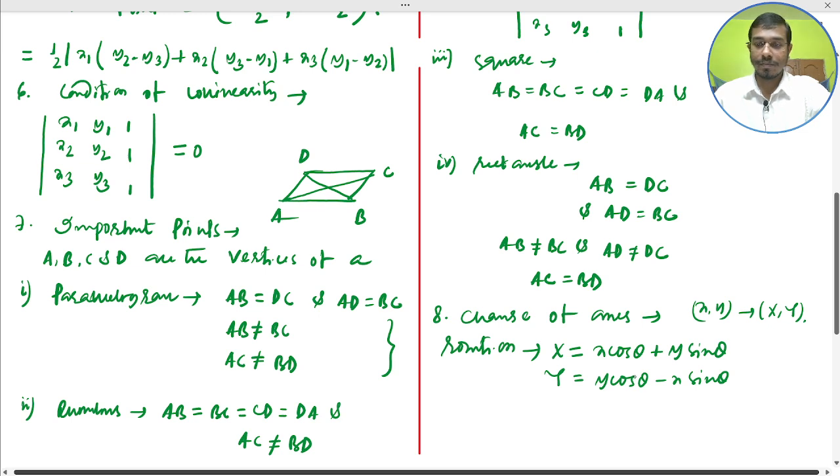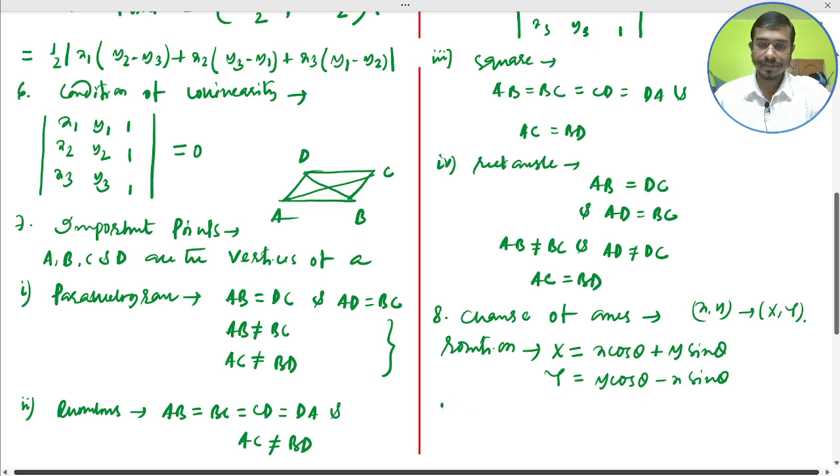And one thing: in terms of x cos theta, the coefficient of y should be 1. X cos theta means differentiating cos theta gives minus sin theta, so y should be minus sin theta. And in terms of y sin theta, differentiating sin theta gives cos theta. Okay, keep this in mind.